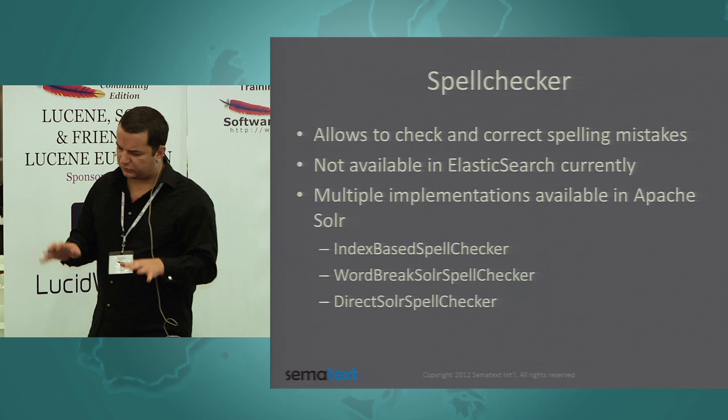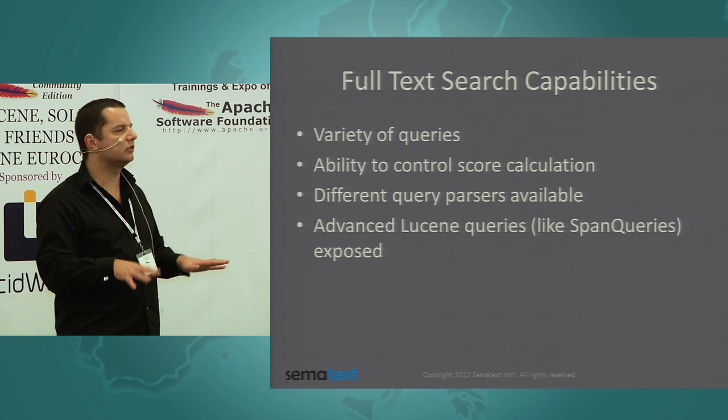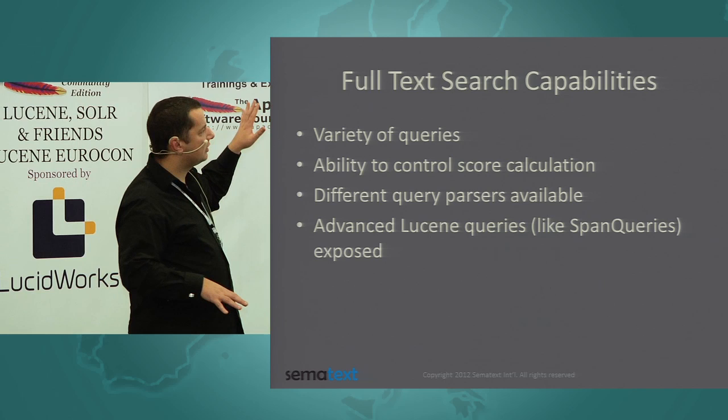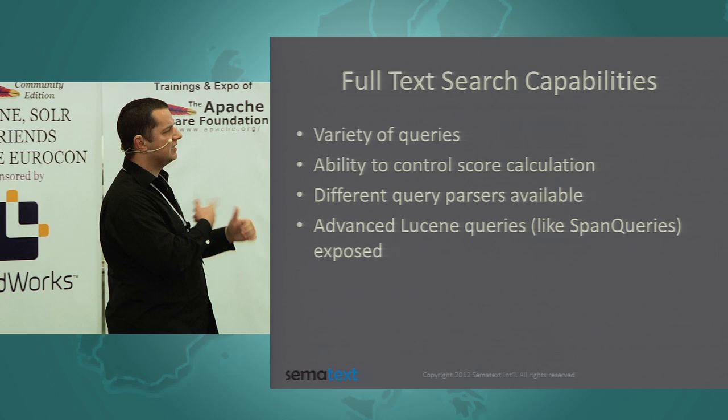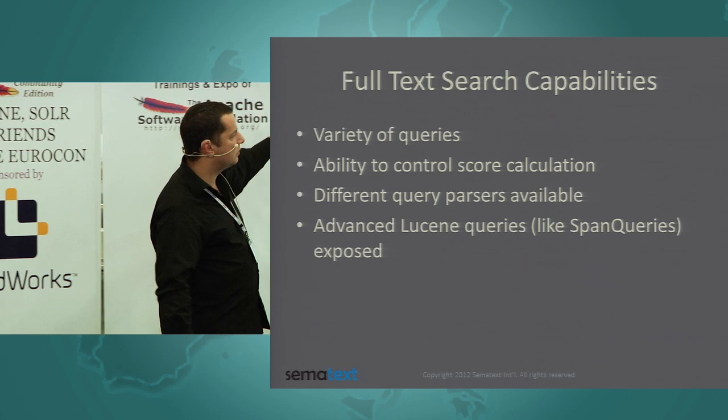Of course, both search engines provide a variety of queries for full text searching. You have the ability to control score calculation. You can have different query parsers available. This is especially true in Solr, where you can use multiple ones like Dismax, Edismax, standard parsers, field parsers, and of course you can use the span queries, which are available in both Solr and Elasticsearch.